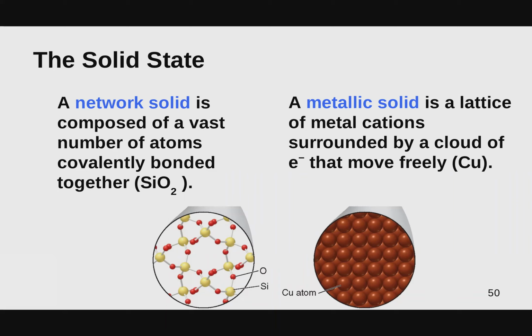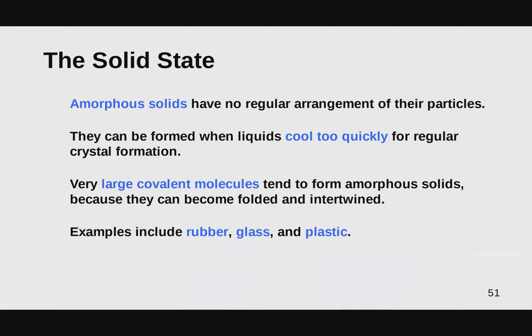Basically, when something is a metallic solid, it's a group of metal cations, so positively charged things, surrounded by a cloud of electrons that are allowed to move freely in between them. Copper, for instance, has a bunch of positively charged copper cations connected to one another, and there are electrons flowing freely with them. Now, if you know anything about wiring for electrical stuff, it's all copper wiring. Why? Copper wiring is a great conductor of electricity because of the type of solid that it is. It's a metallic solid. So those are our crystalline solids.